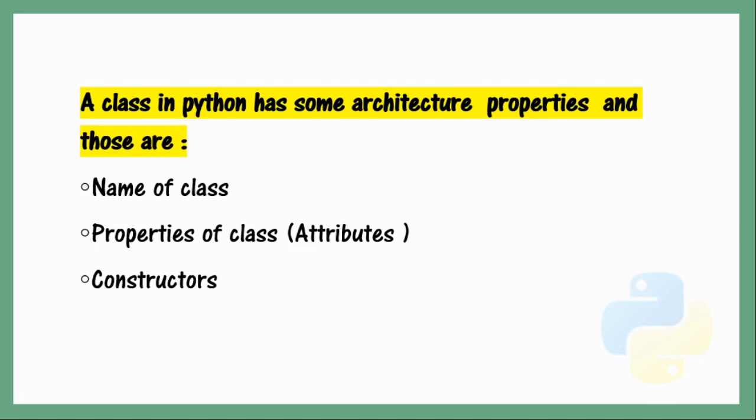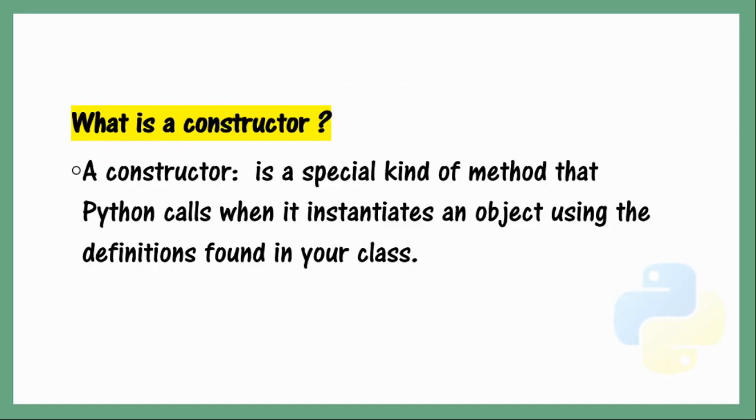A class in Python has some architecture properties, and those are the name of the class, properties of the class, and constructors. What is a constructor? A constructor is a special kind of method that Python calls when it instantiates an object using the definitions found in your class. Python relies on the constructor to perform tasks such as assigning values to any instance variables that the object will need when it starts. Now, let's hit the road and start to see how this could be done in Python.